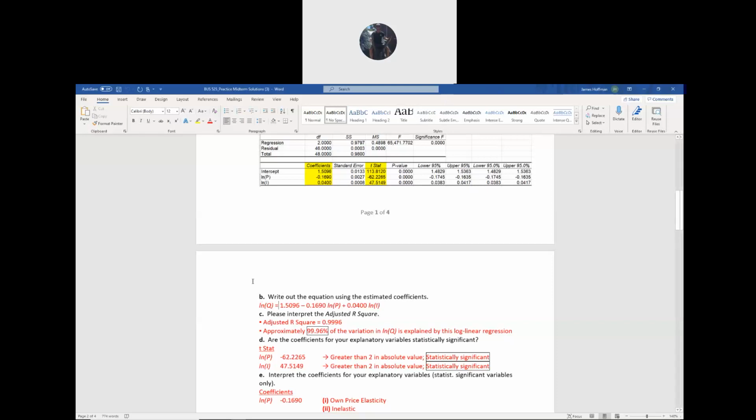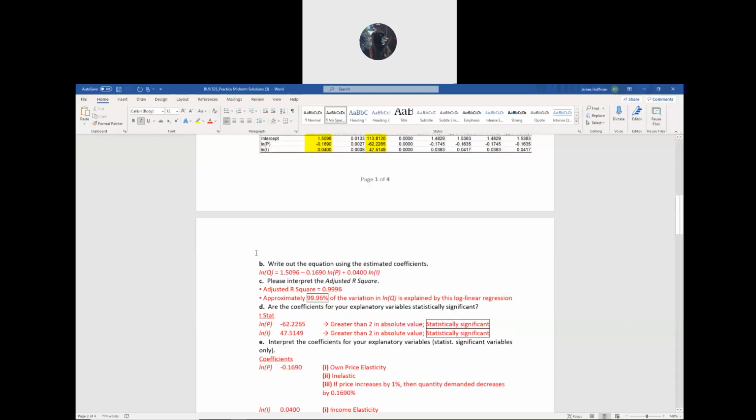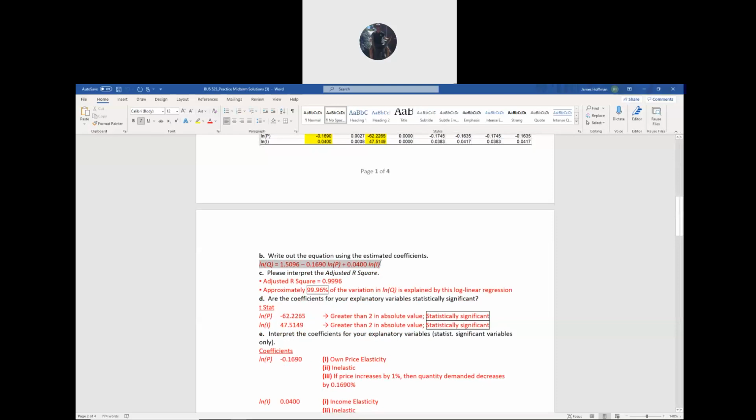LNQ equals 1.5096 minus 0.1690 times LNP plus 0.0400 times LNI. All right, so that's the equation with the coefficients. Part C, interpret the adjusted R squared.